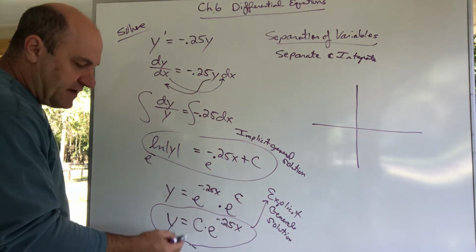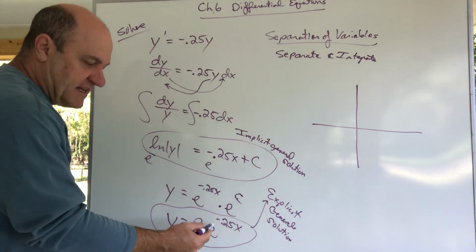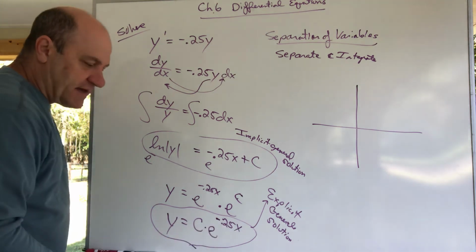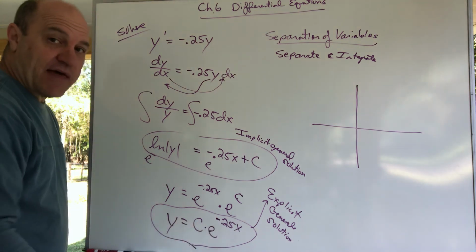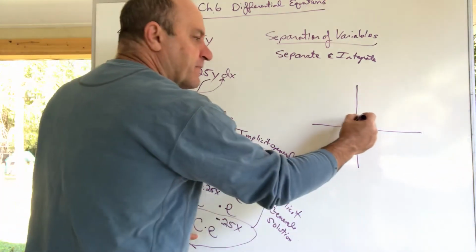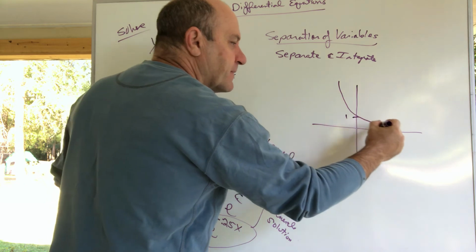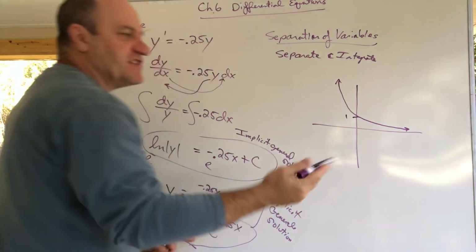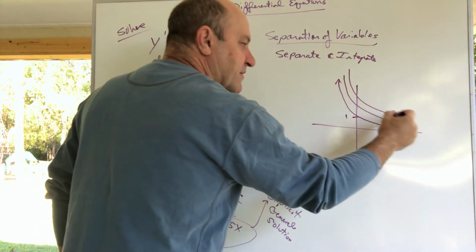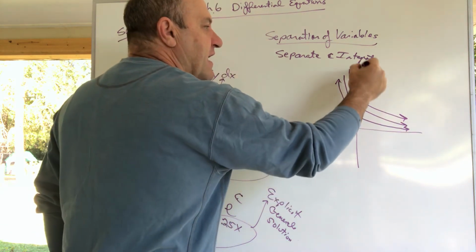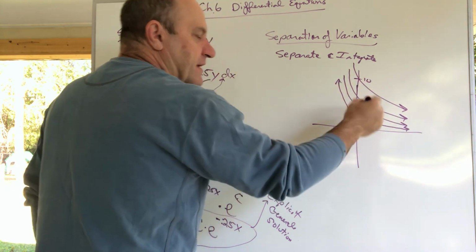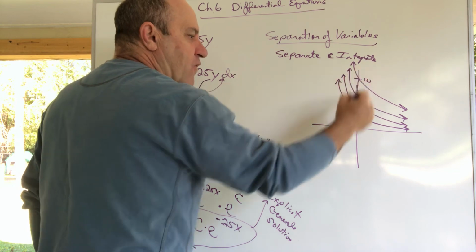But depending on the c, it's an exponential decaying function with that negative 0.25x. It's an exponential decay rather than exponential growth. And so, if c was a 1, it would be this picture. If c was a 2, it would be this picture. If c was a 3, it would be this picture. If c was a 10, it would be this picture. So, you know, it's a whole family of functions.